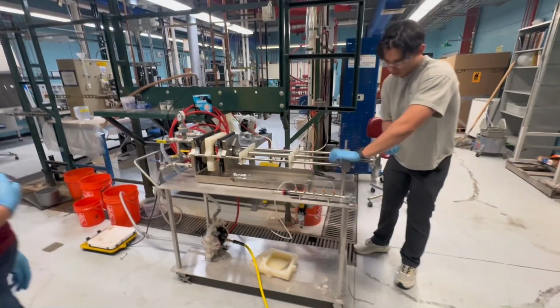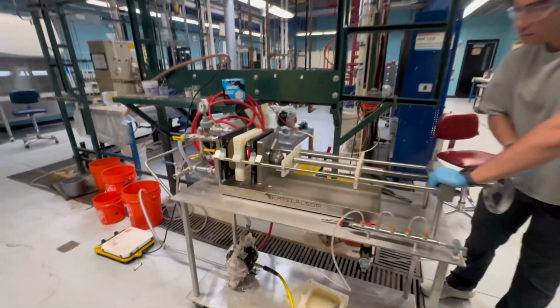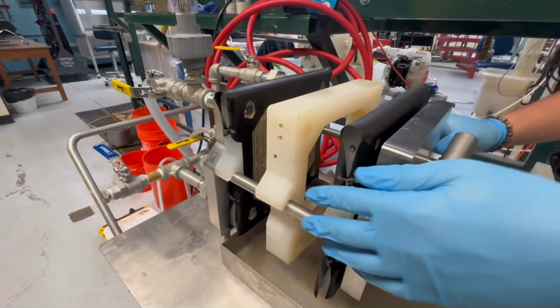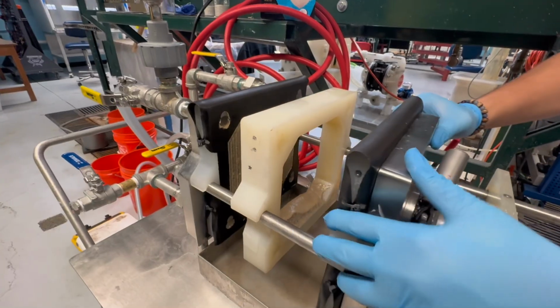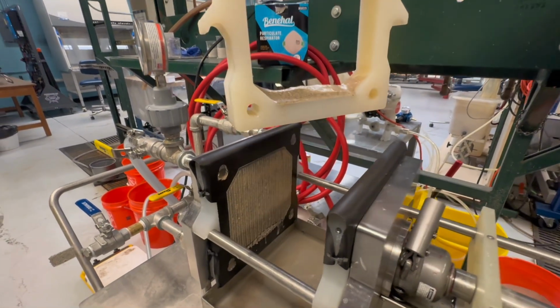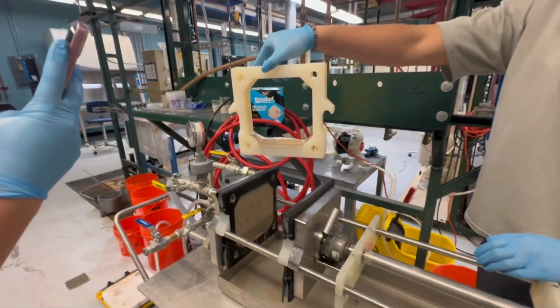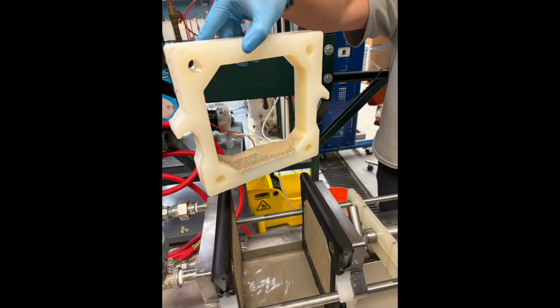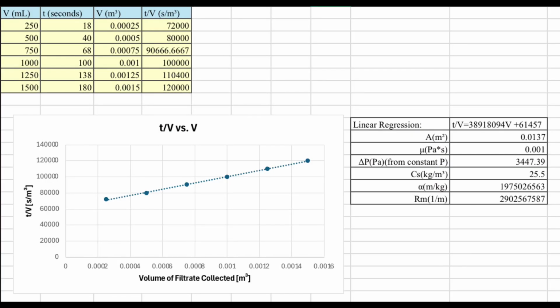Given that a small amount of slurry is sent through the filter press and minimal cake buildup is observed, the filter cake does not substantially alter the cross-sectional area of the filtration chamber, and therefore the analysis will proceed with the assumption that the filter cake is incompressible. From theoretical data for this experiment, time over volume of the filtrate versus volume of the filtrate collected is plotted in order to solve for specific cake resistance and filter medium resistance.